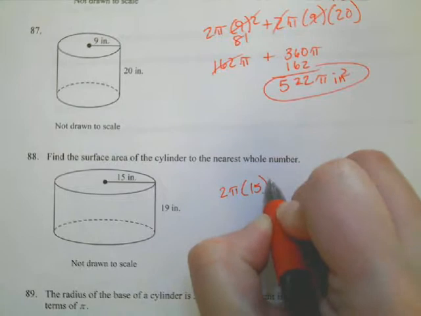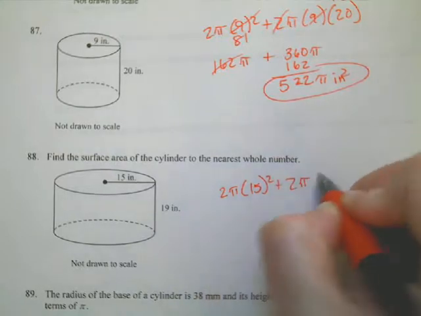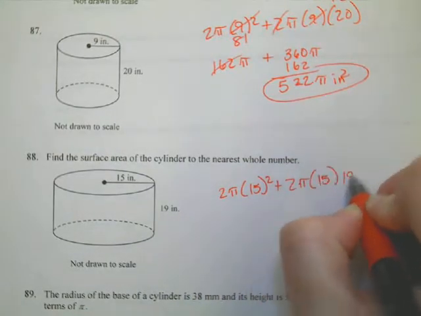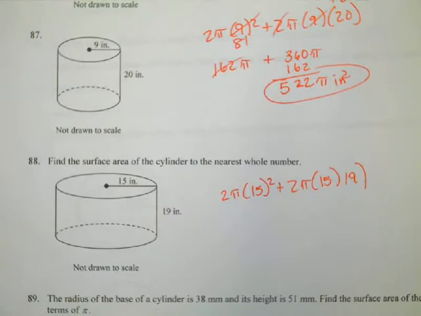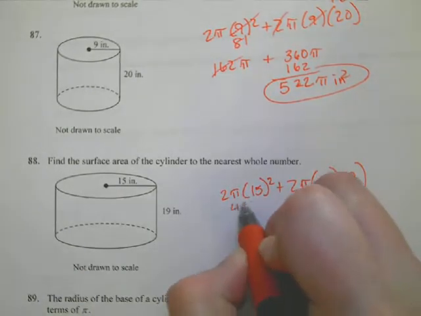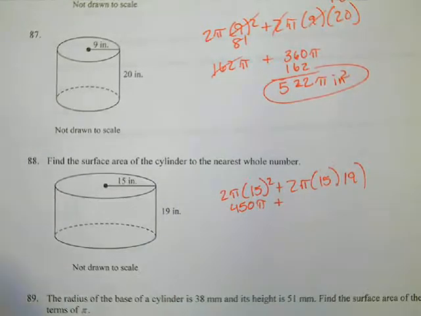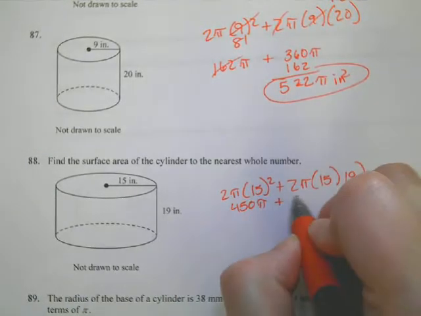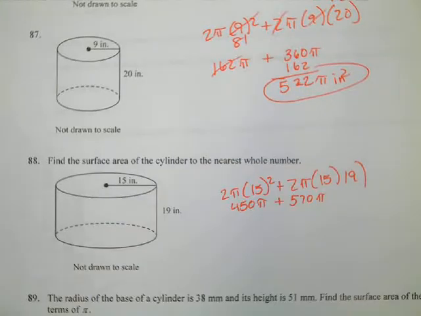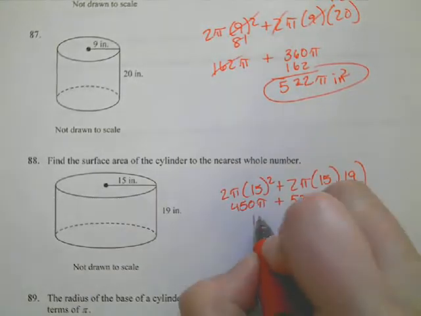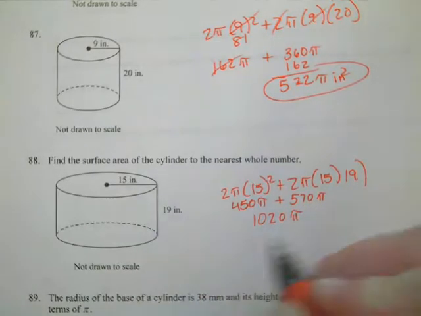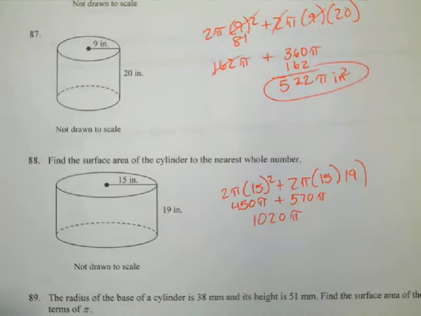So here I have 450 pi's, plus 15 times 19 times 2, 570 pi's. Excuse me, a total of 1020 pi's. And this time I am going to multiply that 1020 times pi to get my final answer here. It wants it to the nearest whole number, so it's approximately 3,204 inches squared.